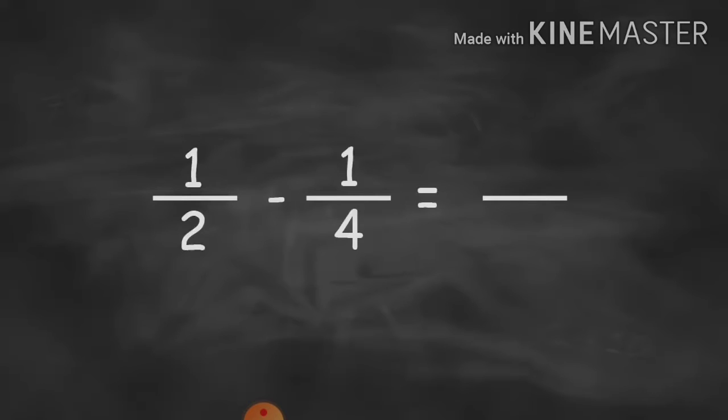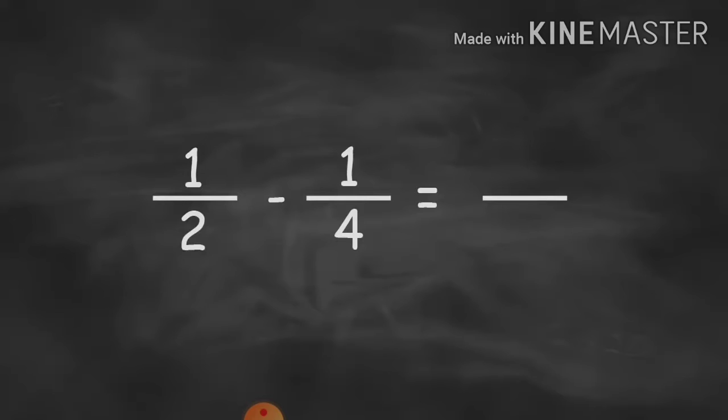This next example seems a little harder, but it's pretty easy as well. So we have 1/2 minus 1/4. Now we can't just subtract 1/4 from 1/2 because they're not the same thing. It's like subtracting apples from oranges. But we can see in this example that it'd be pretty easy to turn our half into quarters.